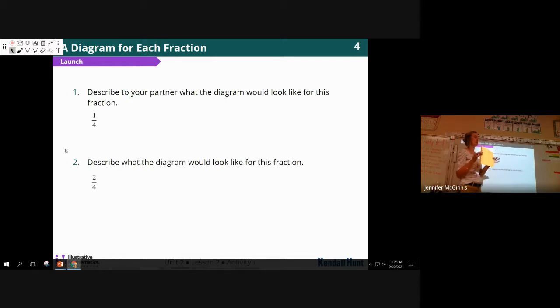Using this diagram we just made, share with your table why this is a good diagram for 1/4. Tell your table, why is this a good diagram for 1/4?